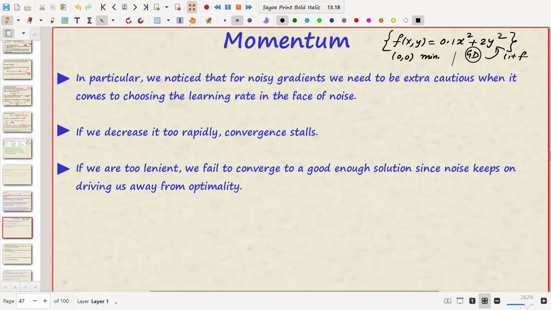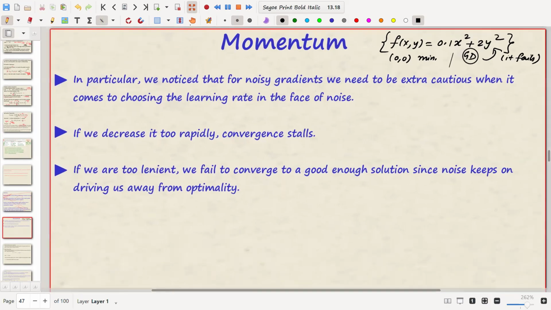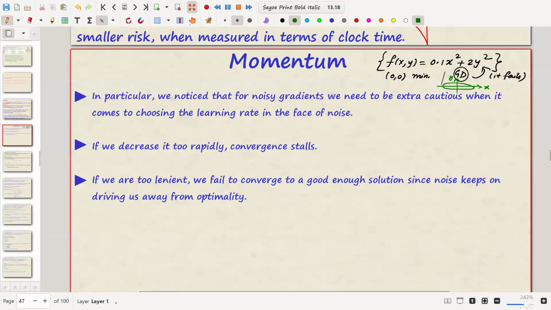Gradient descent fails, and it fails because of one particular reason: the shape of your function. The shape of the function is like this. That means it is flatter on the x-axis, and elongated on the x-axis because of this 0.1 term. So the gradient descent fails when you have an objective function which is flat.